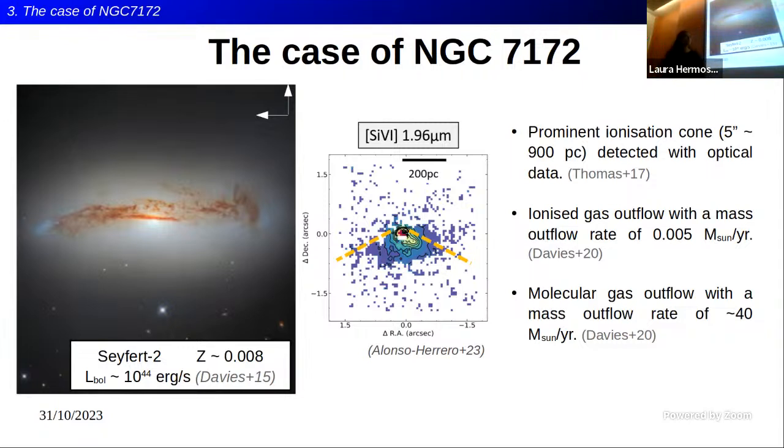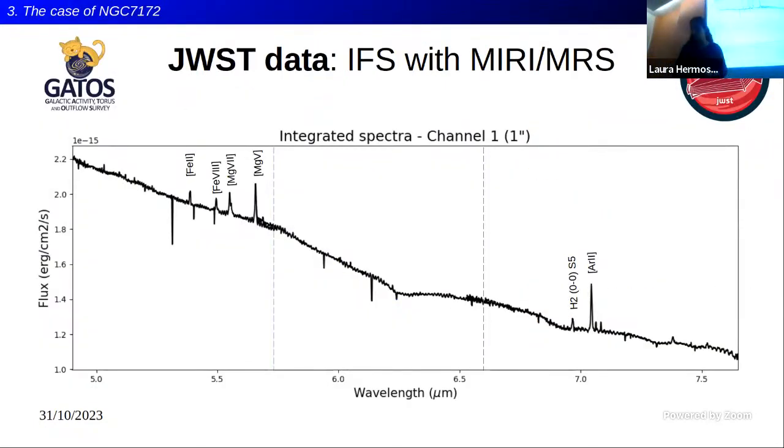So with MUSE, an ionization cone was detected going from the north to the south part of the galaxy. Later, the presence of an outflow was corroborated, also using Symphony data, mainly with the ionized gas. In this case, you see that it was more detected towards the south part of the galaxy. And there was also some tentative detection of a molecular gas outflow, again in the southern direction of the galaxy.